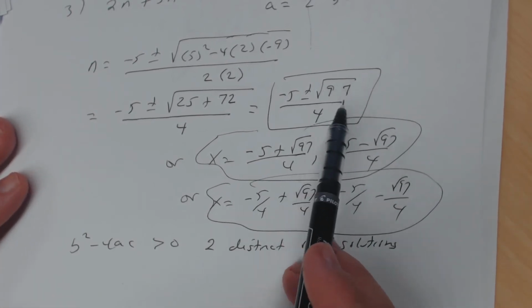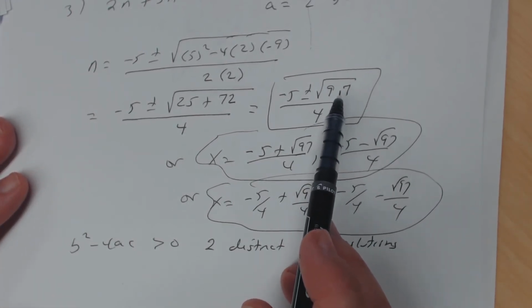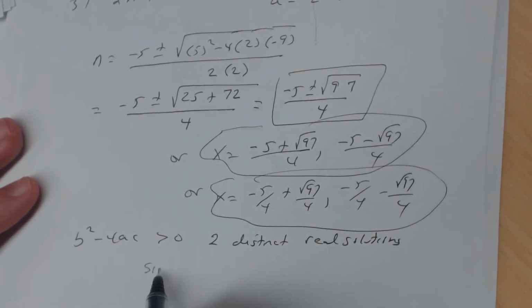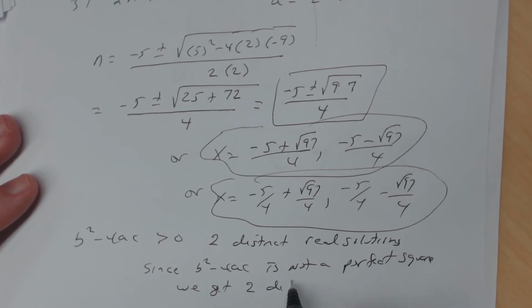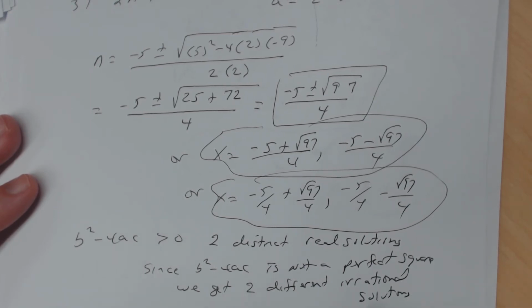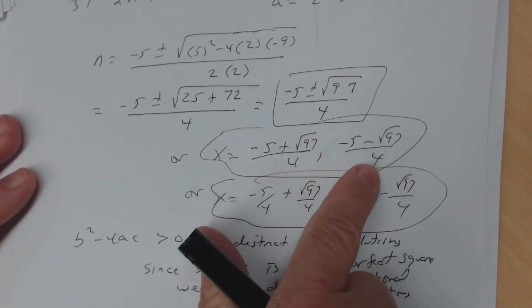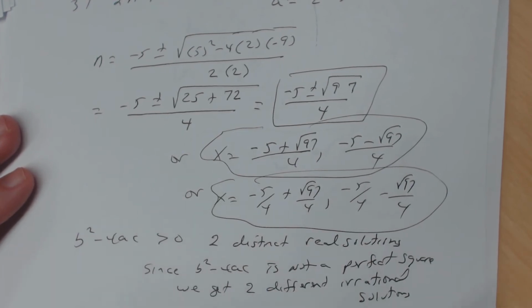But if it's not a perfect square, see how this is not a perfect square, 97 is not a perfect square, since b squared minus 4ac is not a perfect square, we get two different irrational solutions. Okay, so they're going to be irrational. In the previous lesson, they were rational. In this case, they are irrational. So notice how it looks compared to the previous one. Okay? All right, let's look at number 4.